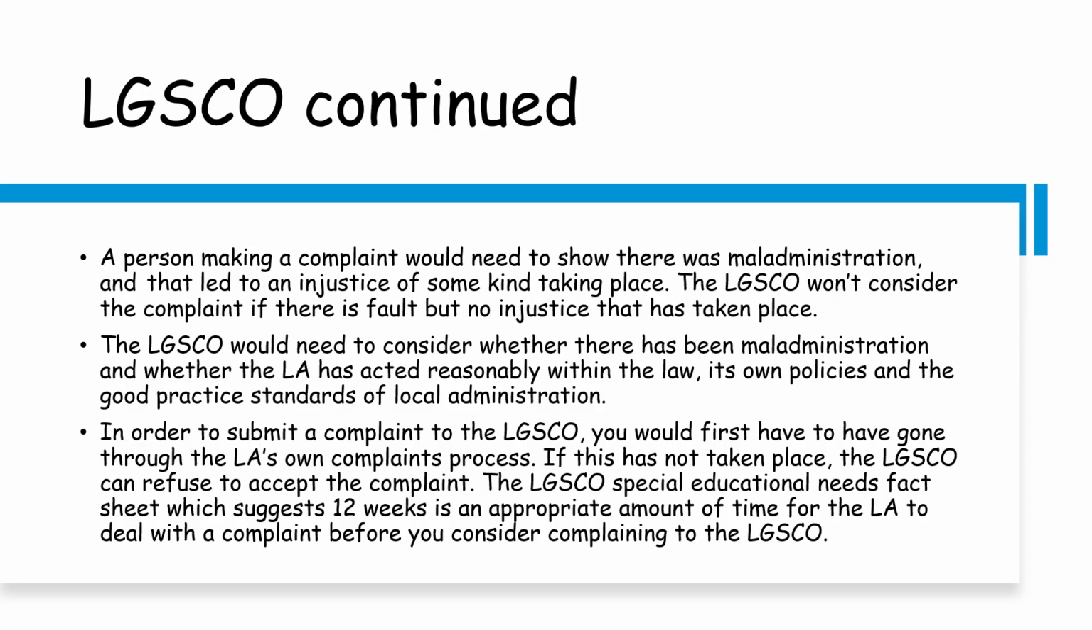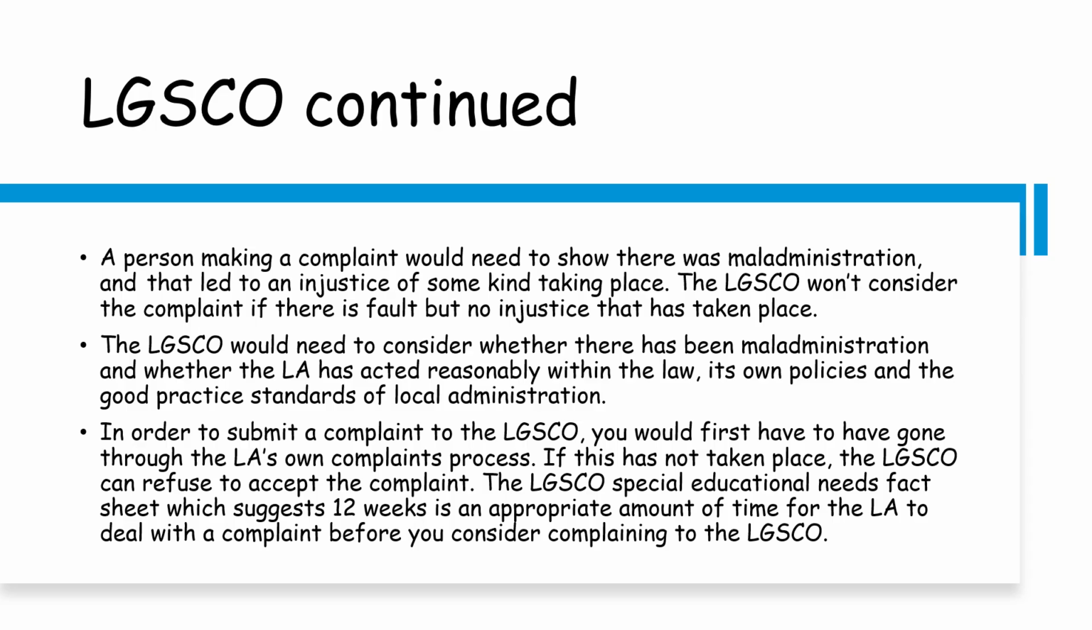This body would need to consider whether there has been maladministration and whether the local authority has acted reasonably within the law, its own policies, and the good practice standards of the local administration. In order to submit a complaint to the local government and social care ombudsman, you would first have to have gone through the local authority's own complaints process. If this has not taken place, they can refuse to accept the complaint.